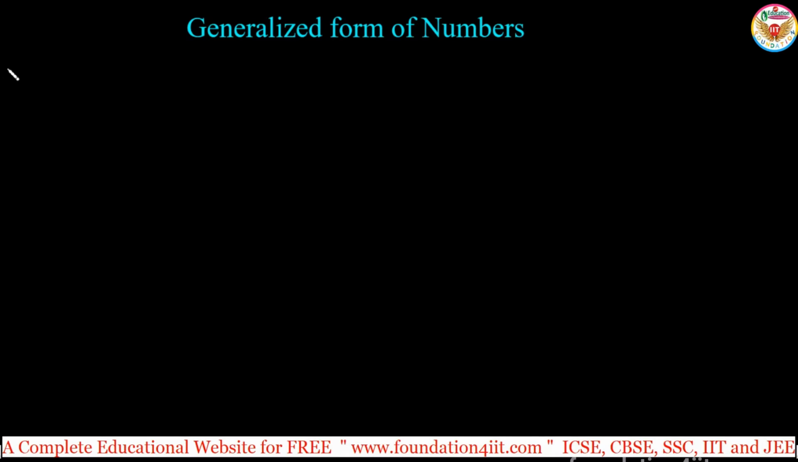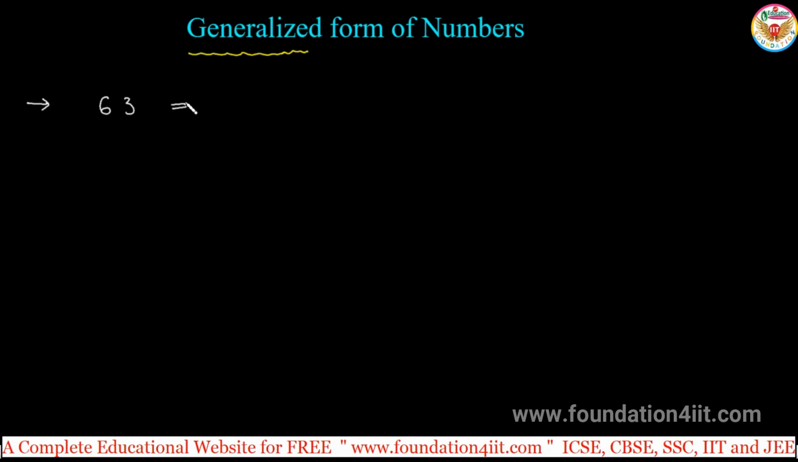Generalized form of numbers. To understand the concept of the properties in playing with numbers, we need to know the number generalized form. According to that, let us take the 2-digit number. A number is said to be in generalized form when it is expressed as the sum of the products of the digits with their place values. Let us take one example, 63.